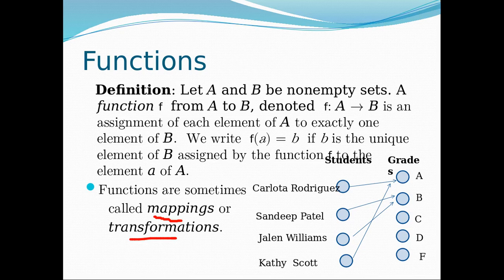The condition is that each student is assigned to only one element. It should not be like this. This is not allowed, right? Roderick cannot have A as well as C, but many people can have an A grade and many people can have a B grade. So this is the important distinction.